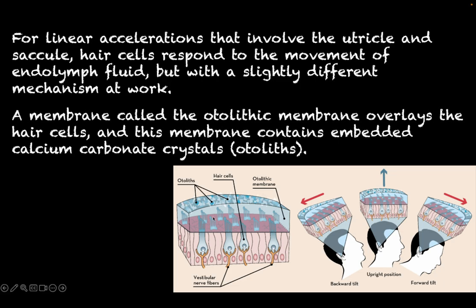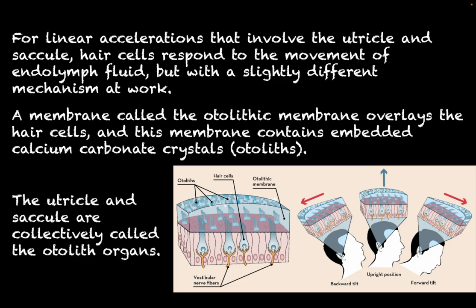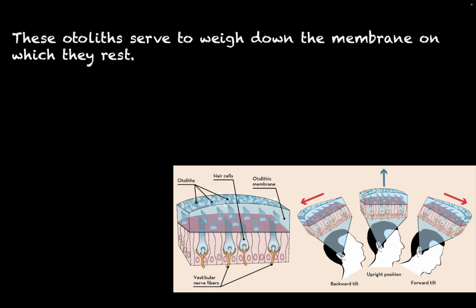This lays on top of these sensory hair cells in the utricle and the saccule, and this membrane contains embedded calcium carbonate crystals, which are sometimes called otoliths, which is why this is called the otolithic membrane. For this reason, the utricle and the saccule are collectively called the otolithic organs. Now, you're probably thinking, basically the idea here is that you've got rocks in your inner ear, okay? So your utricle and saccule, basically these membranes have rocks sitting on top of them. That's basically what these otoliths are, these calcium carbonate crystals.